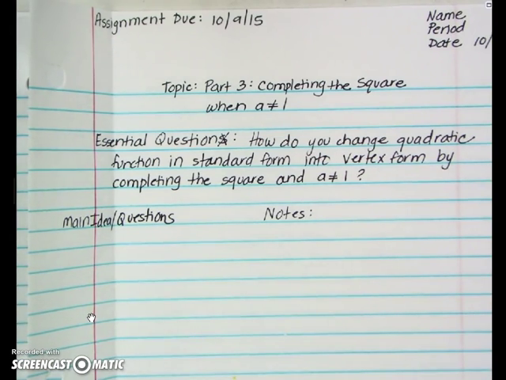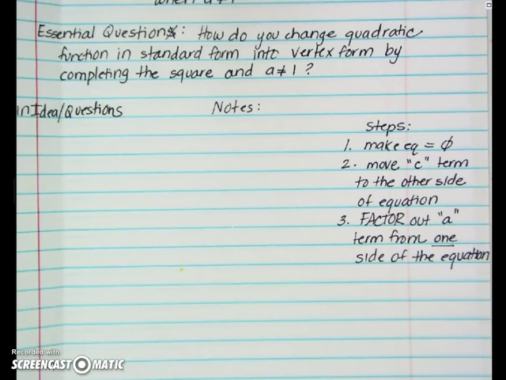Okay, so step 1, these are a lot of steps. There's 10 steps in order to complete the square. So I'm going to pause so that I can write them down and don't waste any video time. Okay, so steps 1, 2 are exactly the same as the previous steps. You make your equation equal to 0. You move the c term to the other side. And then step 3, instead of dividing by a, we're going to factor out a, which pretty much means divide. Okay, so we're going to divide a from one side of the equation.